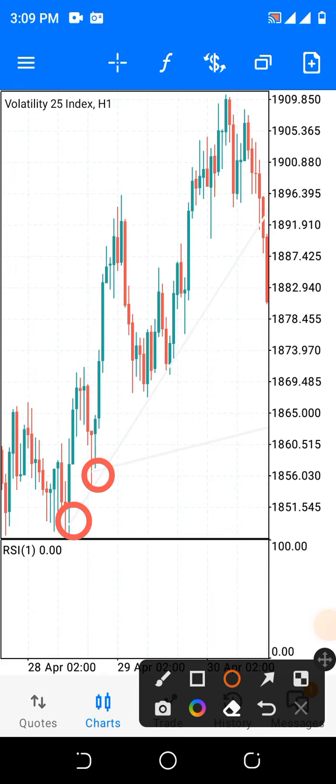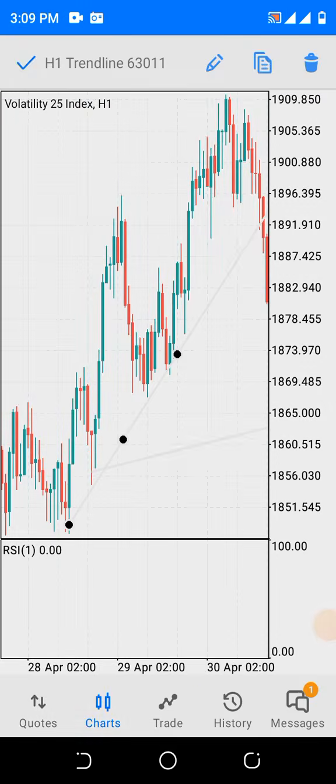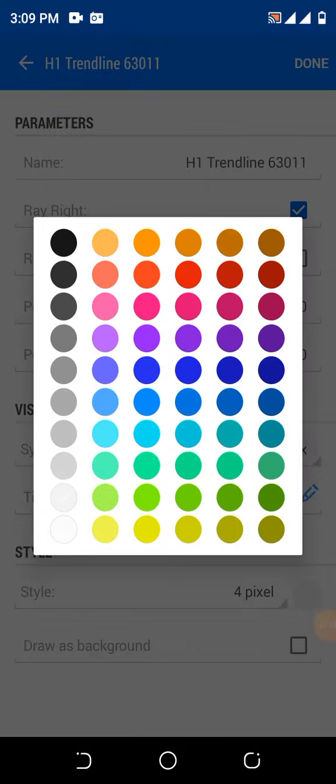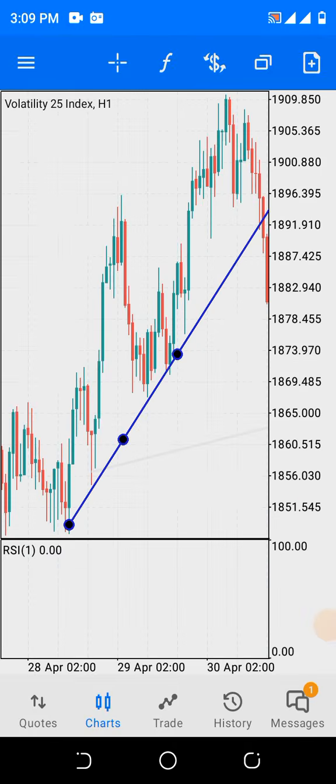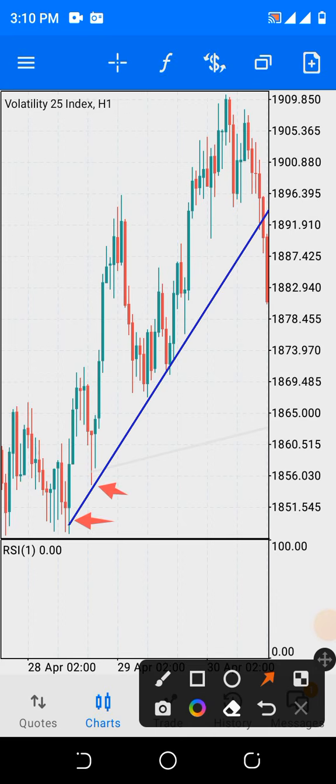Now let's join these 2 points. So you draw a trend line. All right, this is a trend line. You use these 2 points to draw the trend line. These are the 2 points we need to draw the trend line: this particular point and this particular point.